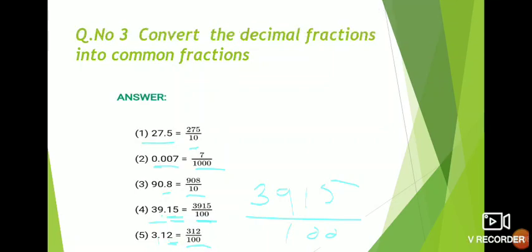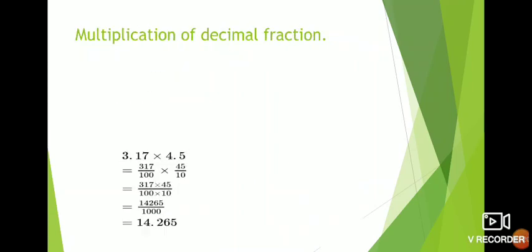Conversion of decimal fraction into common fraction is very easy, students. We just ignore the decimal point in the numerator, and after the decimal point, as many digits as there are, that many zeros we write after 1.